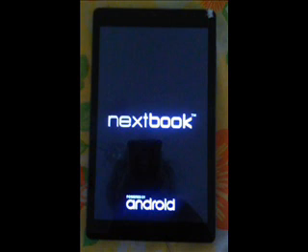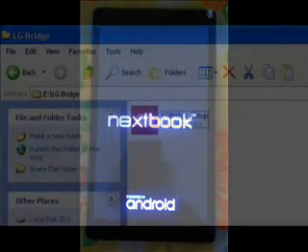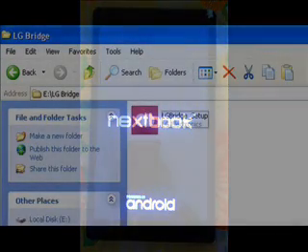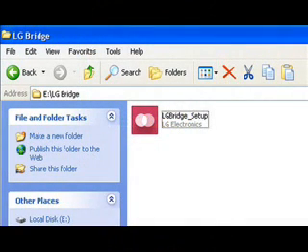And lo and behold, I installed the LG Bridge, and like magic, my Lollipop smartphone connected to the computer. Well, my tablet, which was also running Lollipop, wouldn't connect to the computer, so I reinstalled the LG Bridge, and like magic, the Lollipop tablet now connected to the computer.